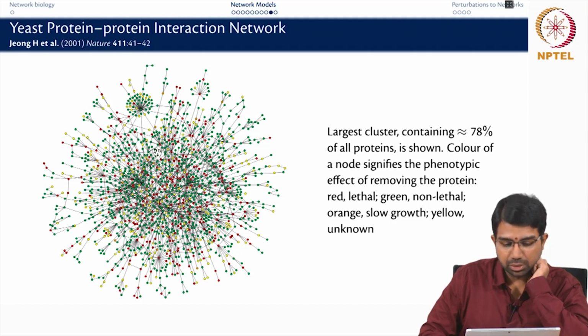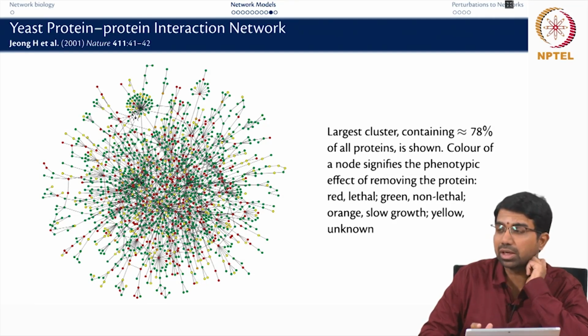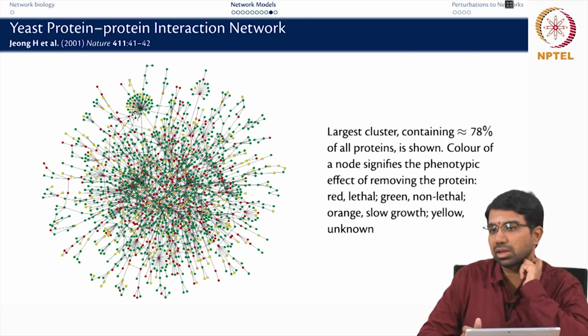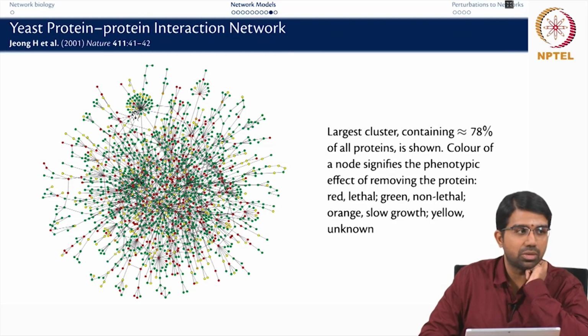Right. So, this is the yeast protein interaction network, experimentally derived, and every node has a particular color. If a node is colored red, it means the removal of that protein from yeast causes the yeast to die. So, it is a lethal deletion. If a node is colored green, it is non-lethal. If a node is colored orange, it is a slow grower, and if a node is colored yellow, we do not have experiments that tell you what happens when you delete the node.